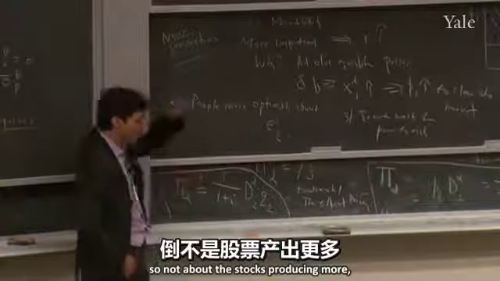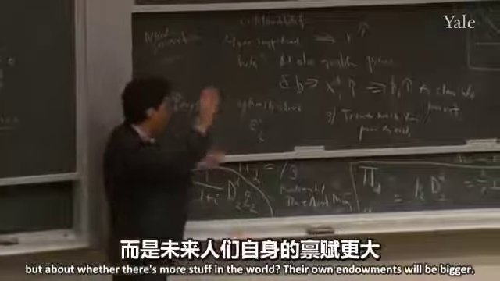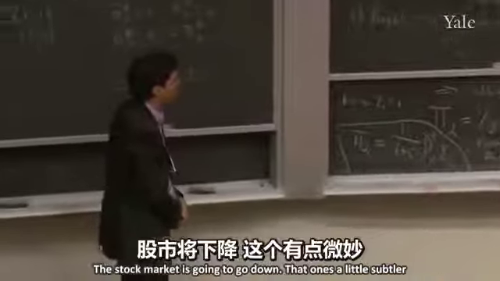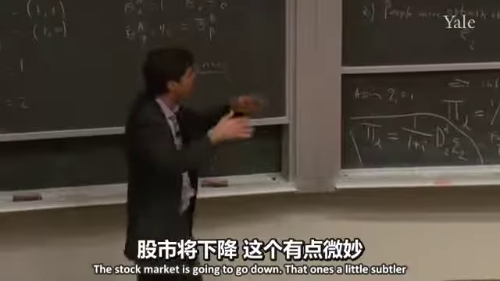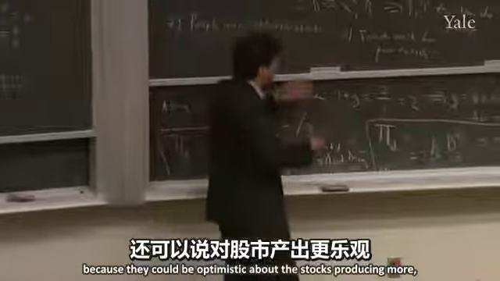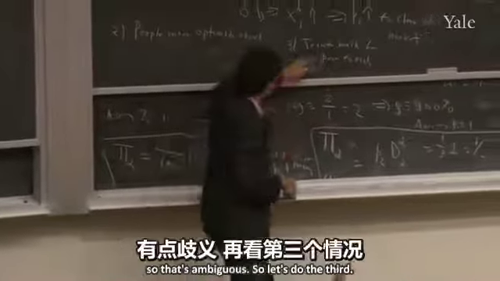So it's not about the stocks producing more, but about whether there's more stuff in the world. Their own endowments will be bigger. The stock market's going to go down. Okay, that one's a little subtler, because they could be optimistic about the stock prices, about the stocks producing more, so that's ambiguous. So let's do the third.